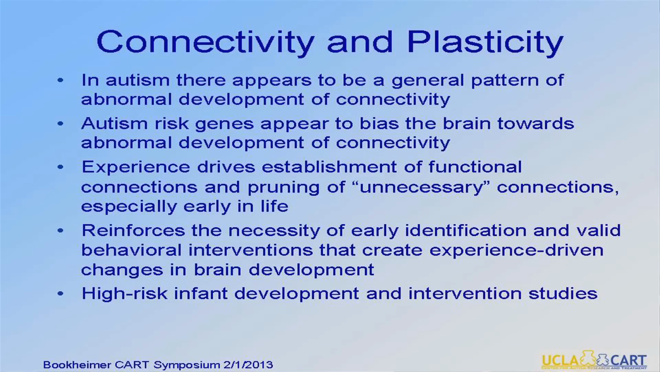So, thinking about connectivity and plasticity, in general, there appears to be a broad pattern of abnormal development of connectivity, both structural and functional, in individuals with autism. And it seems like these autism risk genes, in general, just bias the brain towards this abnormal pattern of connectivity that emphasizes local connections at the cost of long-range connections.